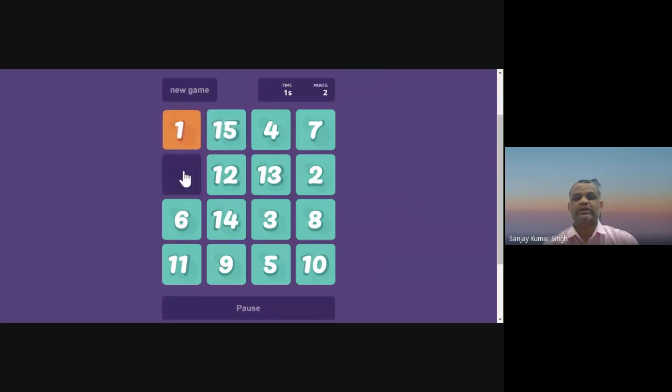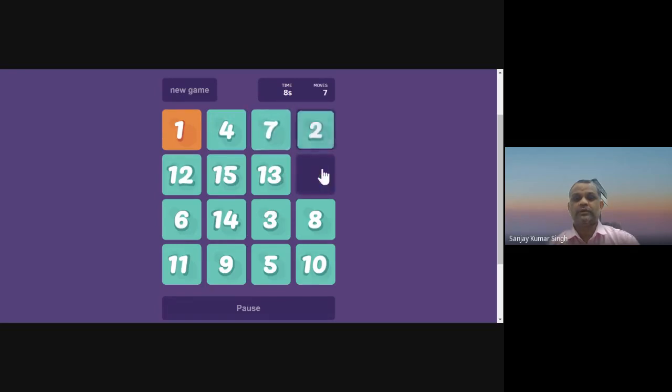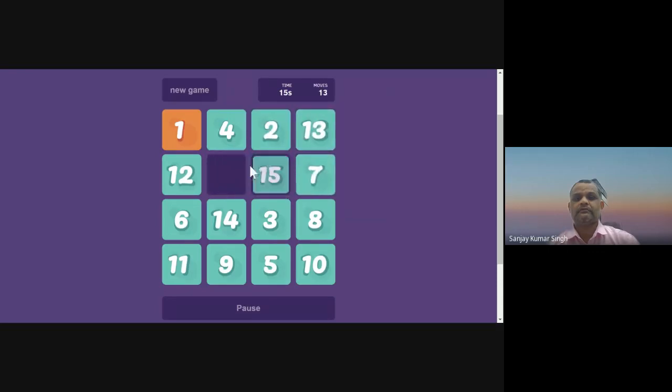You can bring 1 here, then play some more and try to get 2 somehow, like this. Now you can understand how I'm playing. I'm somehow trying to make 1, 2, 3 and going down. There are some combinations in this game which you can never solve, and of course, the game can also be solved easily.